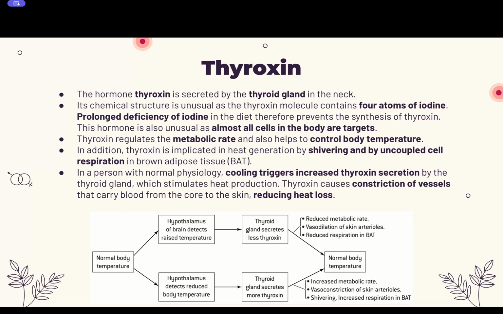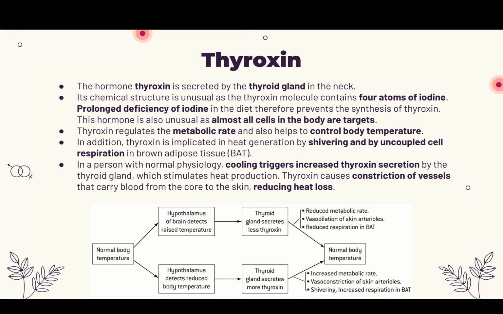On the other hand, if there's cooling around you, then your hypothalamus, detecting the reduced body temperature, will signal the thyroid to secrete more thyroxine, and that will cause an increased metabolic rate, vasoconstriction of skin arterioles, and shivering or increased respiration in brown adipose tissue. And this will again lead back to normal body temperature.